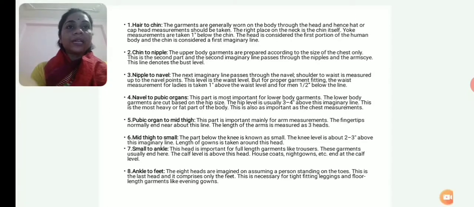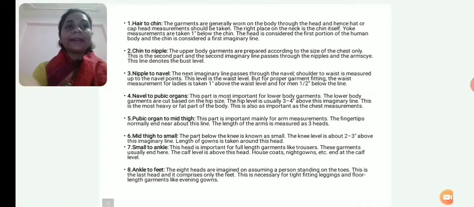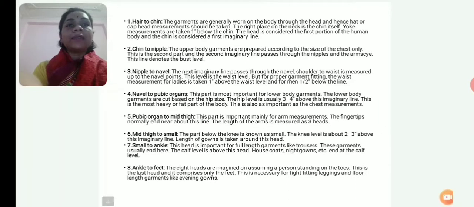The garments are generally worn on the body through the head, and hence for a hat or cap, head measurement should be taken. The right place on the neck is the chin itself. Yoke measurements are taken 1 inch below the chin. The head is considered the first portion of the human body, and the chin is considered the first imaginary line.